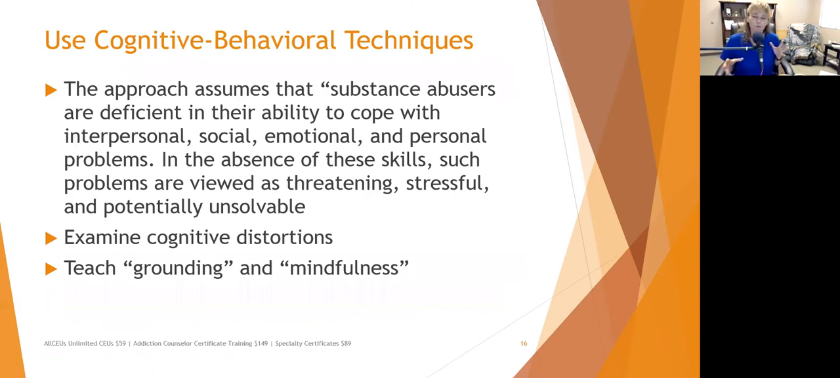And we also need to teach grounding and mindfulness to help people who get upset de-escalate themselves. And sometimes you call this distress tolerance or emotion regulation or whatever you want to call it. And mindfulness helps them be more aware of how they're feeling so they can address issues before it's a full-blown crisis.